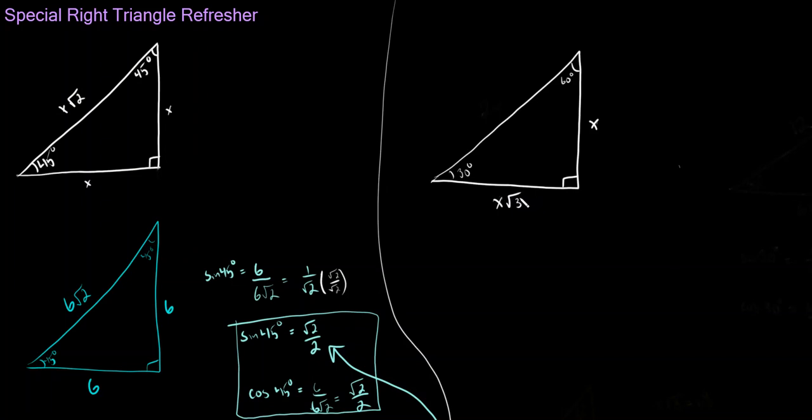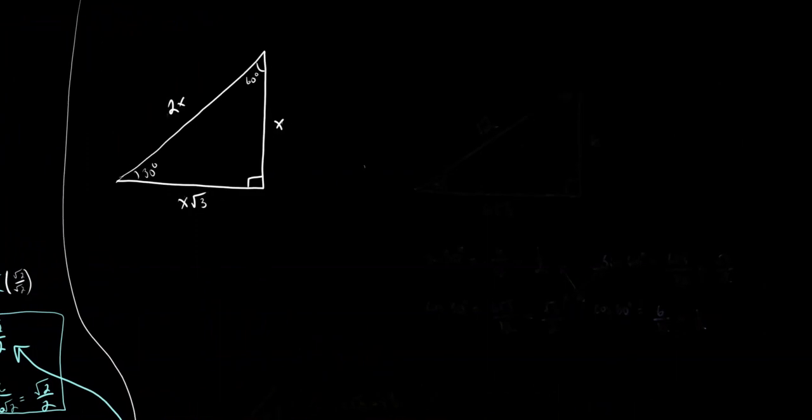Similar to how to find the hypotenuse of a 45, 45, 90, we multiply the leg by root 2. Here, to find a long leg, we multiply the short side by root 3. And to find the longest side, the hypotenuse in this right triangle, we simply just double the short leg. So if we double the short leg, that's the length of the hypotenuse. Okay, so let's go ahead and take a look at an example.